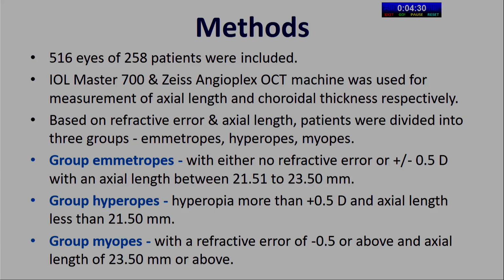Based on the refractive error and axial length, patients were divided into 3 groups, that is emmetropes, hypermetropes and myopes. Group emmetrope with either no refractive error or plus or minus 0.5 diopter with an axial length between 21.51 to 23.5 millimeters. Hyperope more than plus 0.5 diopter and axial length less than 21.5 millimeter, and group myope was with a refractive error of more than minus 0.5 and axial length of 23.5 and above.